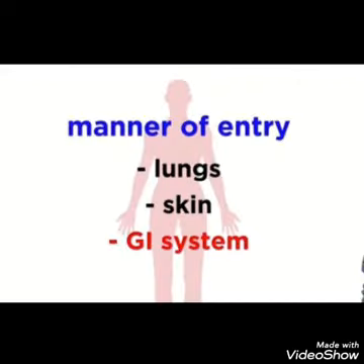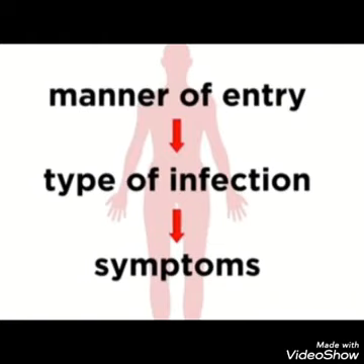Now the manner of entry. The clinical features depend on the manner of entry. If the bacteria invade the lungs, symptoms will appear in the lungs. If it enters through the skin, symptoms are produced there. If GI infection occurs, there will be diarrhea, abdominal pain and other GI symptoms. So the type of infection depends on the manner of entry, and that's how the typical clinical manifestation comes out.